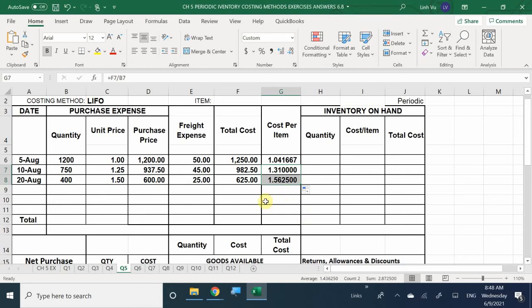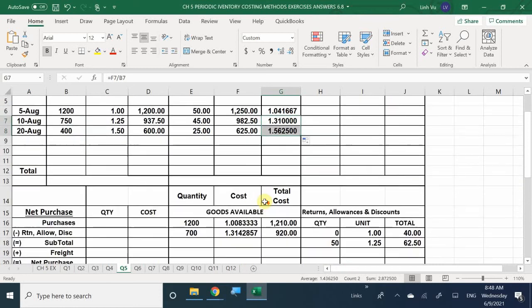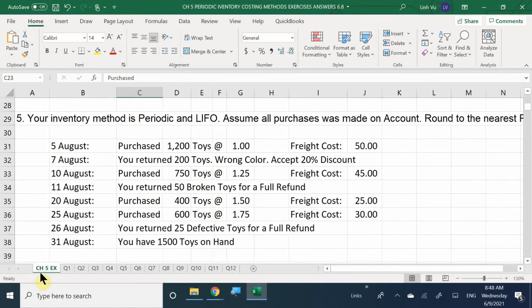Good. Excellent. So once again, we're assuming we don't know what's going to happen. Someone opened up the box, so we don't know what's going to happen next. So we're going to wait before we transfer it into our goods available. All right. So what happened on August 25th?